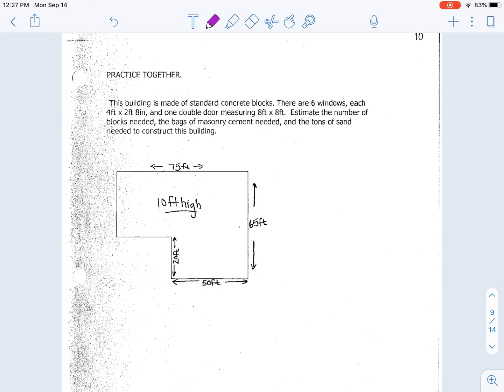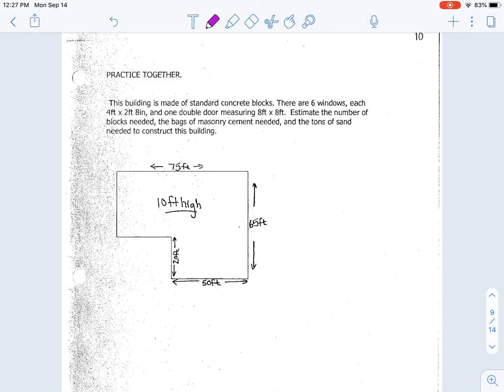It says, this building is made of standard concrete blocks. There are 6 windows, each 4 by 2 feet 8 inches, and one double door measuring 8 feet by 8 feet. Estimate the number of blocks, bags of masonry cement, and tons of sand that's needed to construct this building.